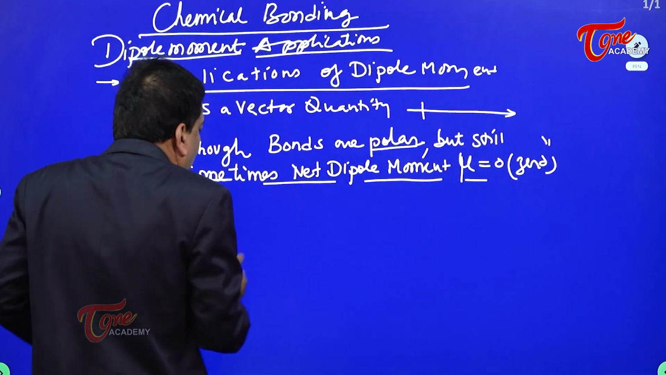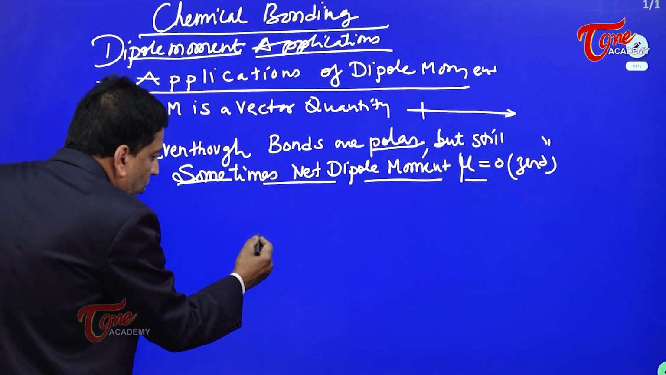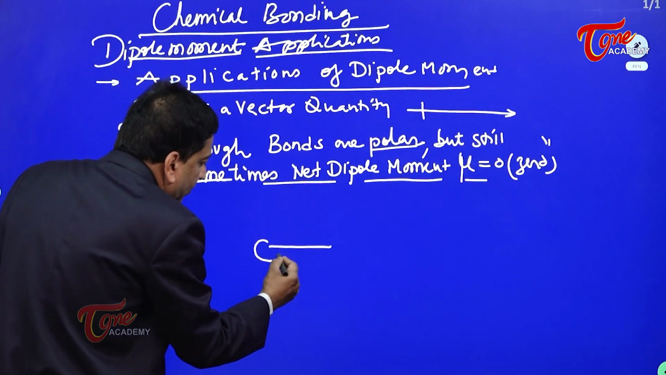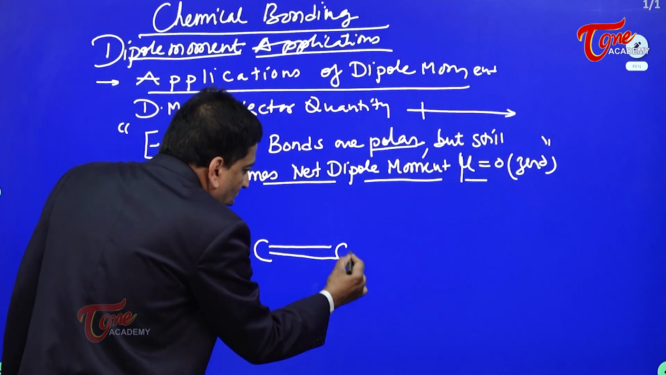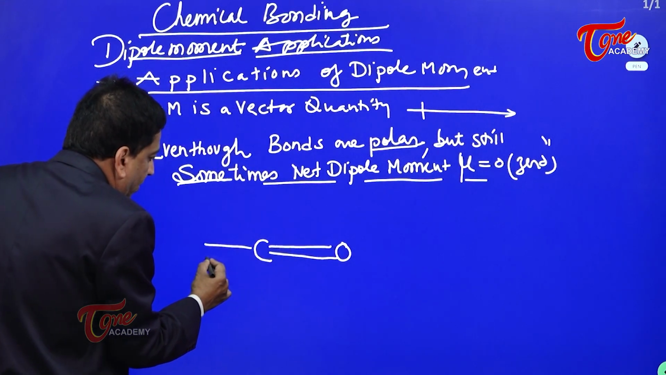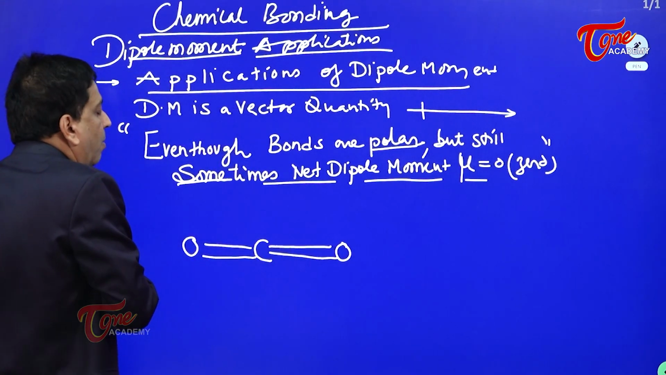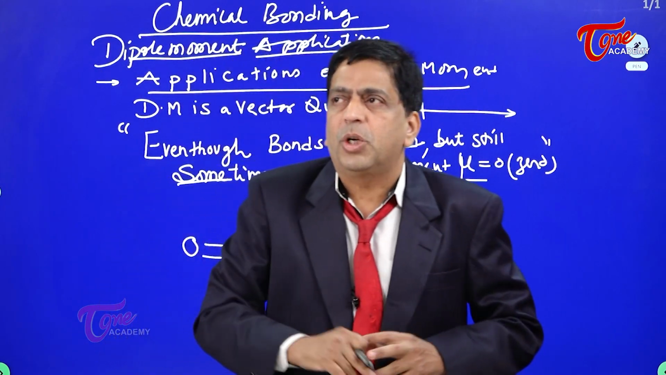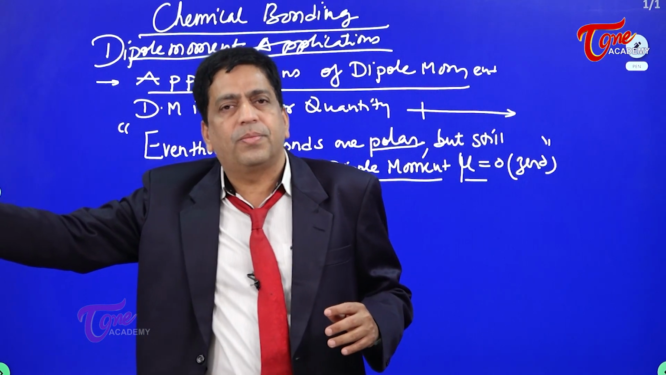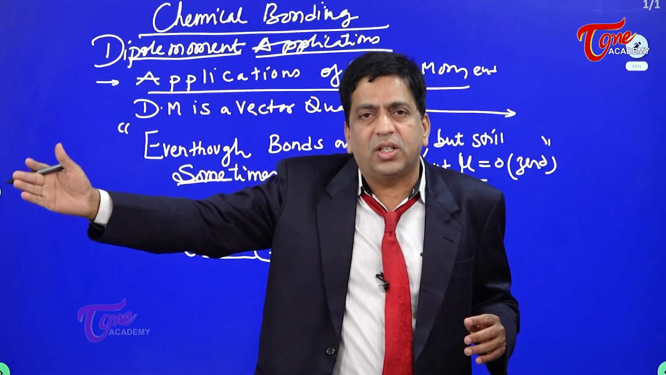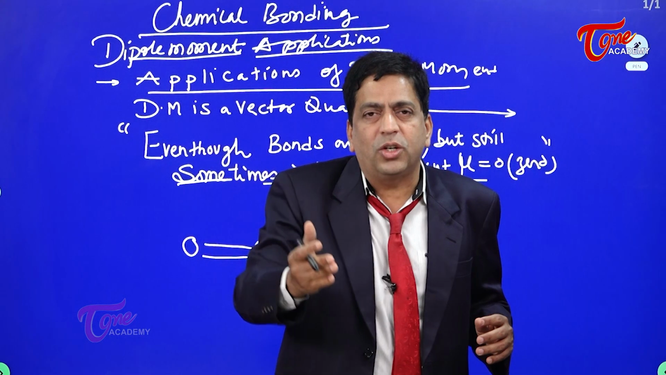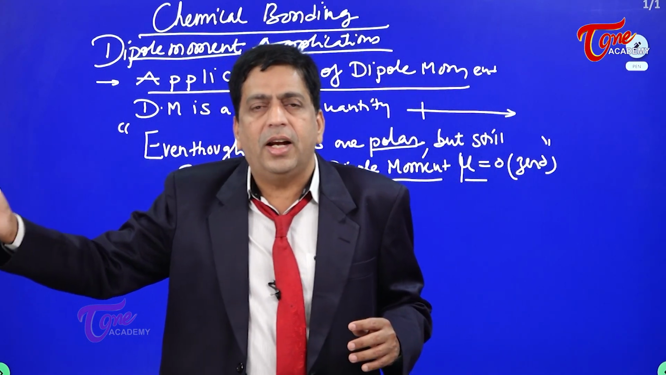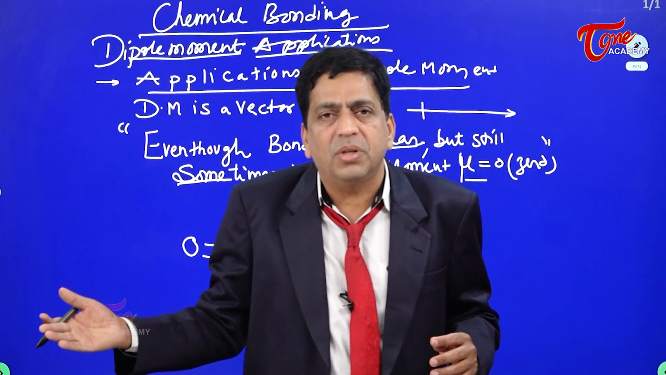For example, look into this. This is carbon dioxide, the carbon dioxide molecule. We very much know that oxygen is more electronegative than carbon, because oxygen belongs to the 6th group and carbon belongs to the 4th group, and when we move from left to right, the electronegativity increases. You must understand.